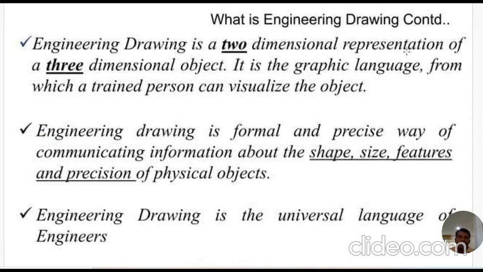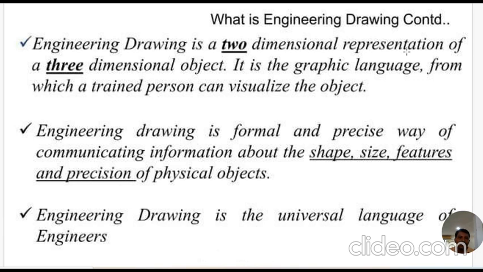Engineering drawing is a two-dimensional representation of the three-dimensional object. It is the graphical language from which trained persons can visualize the objects. It is a graphical language that can be understood by trained persons or experts like engineers, architects, and others.